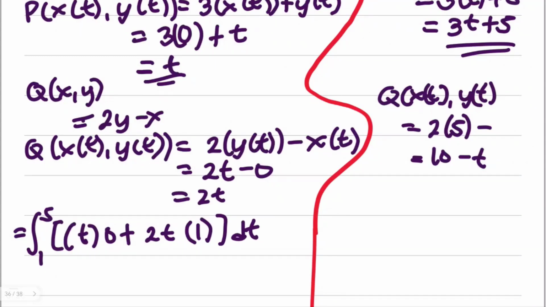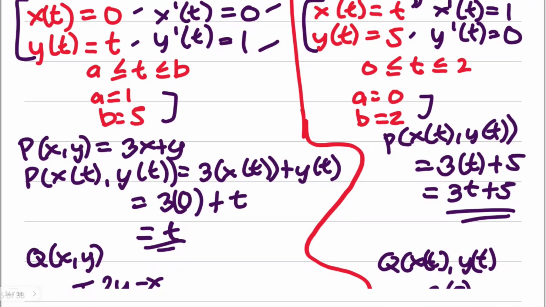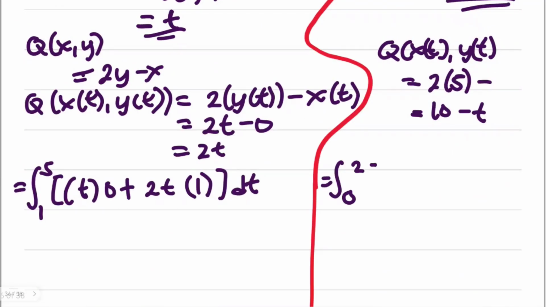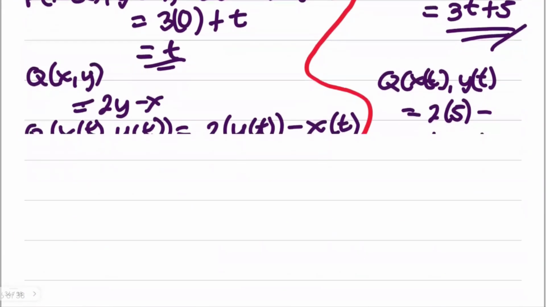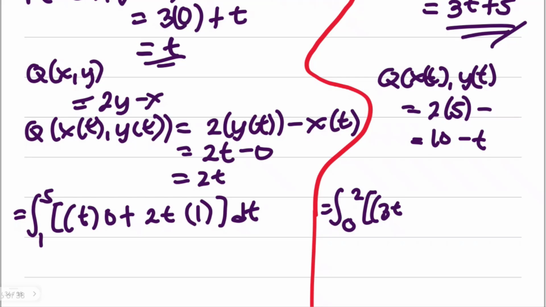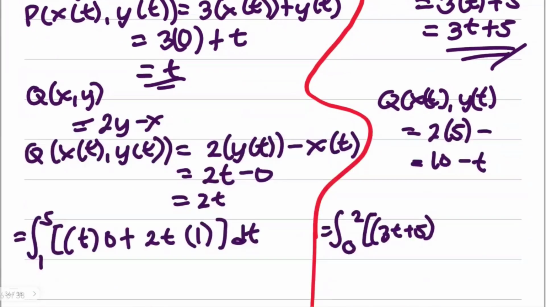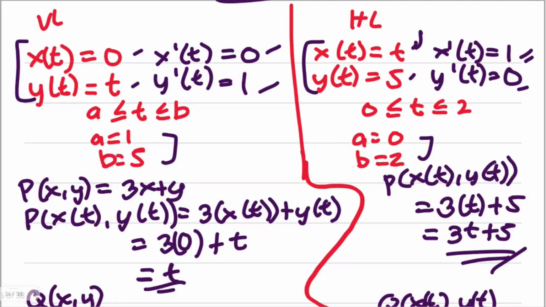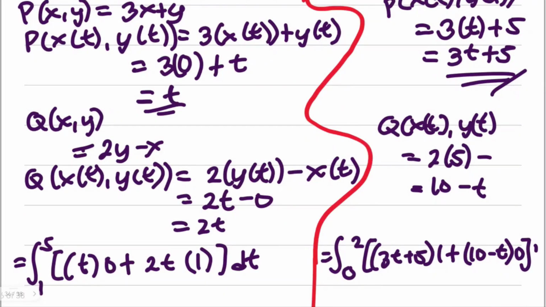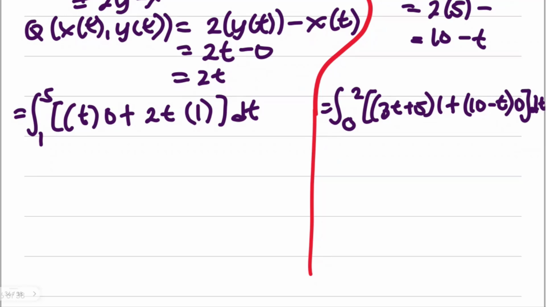If you would like to continue this on the other side as well, the a and b is 0 and 2. So 0 to 2, your p is actually a binomial expression, 3t plus 5, but it will be multiplied to the derivative of your x, which is 1, plus your second is t, 10 minus t, times the derivative of your y, which is 0, dt. Okay, so let's solve them independently.